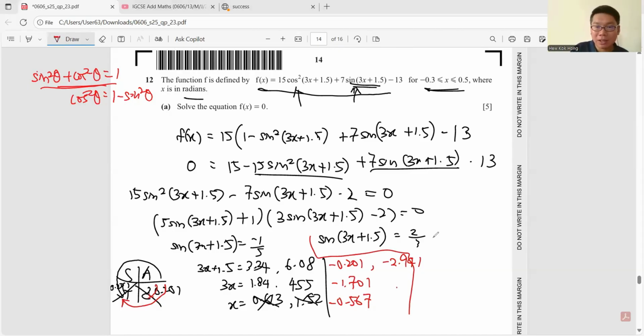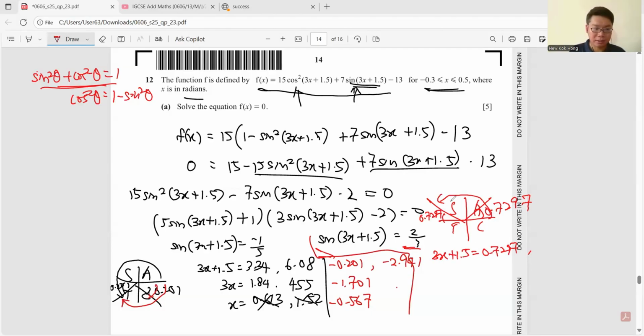Then we try this part. Sine is positive, so it's here and here. We can calculate shift sine 2 over 3, 0.7297. So my first positive answer is this. Second positive answer is, everything minus 1.5.